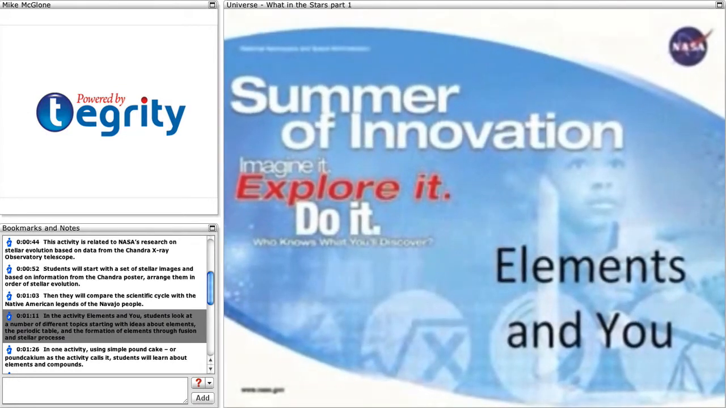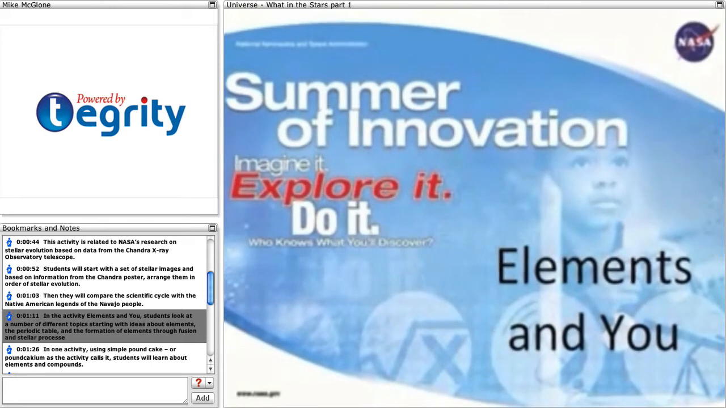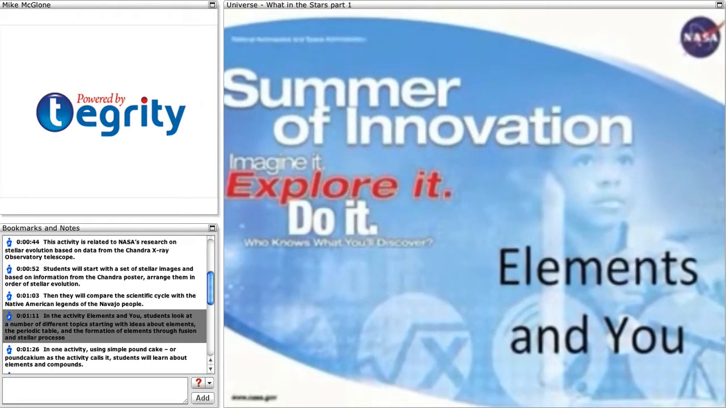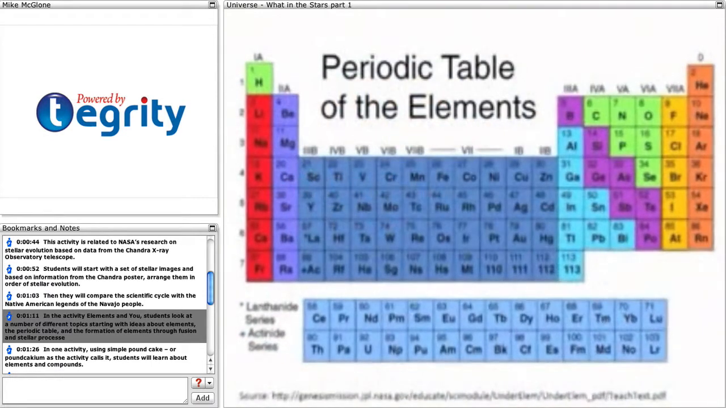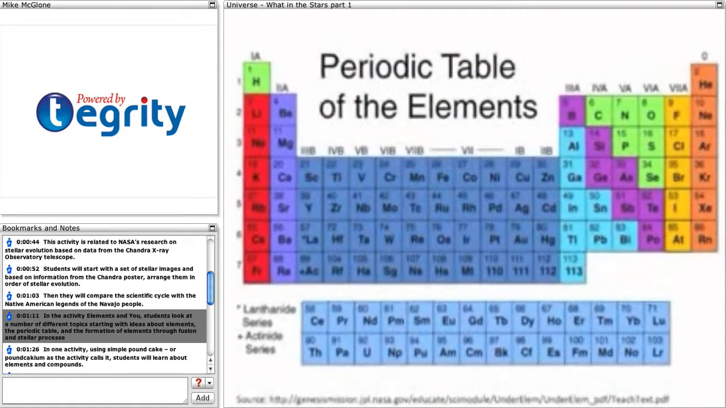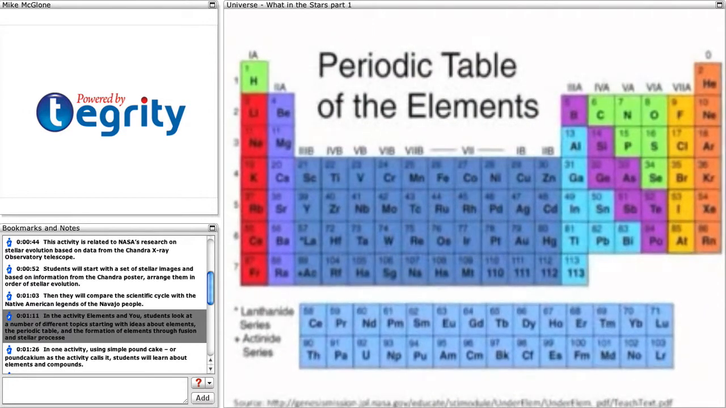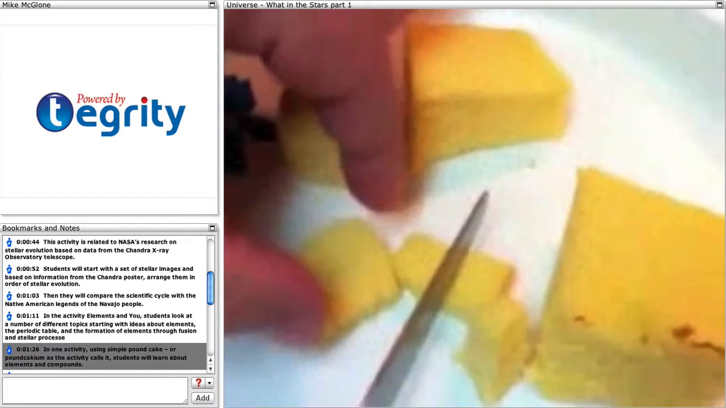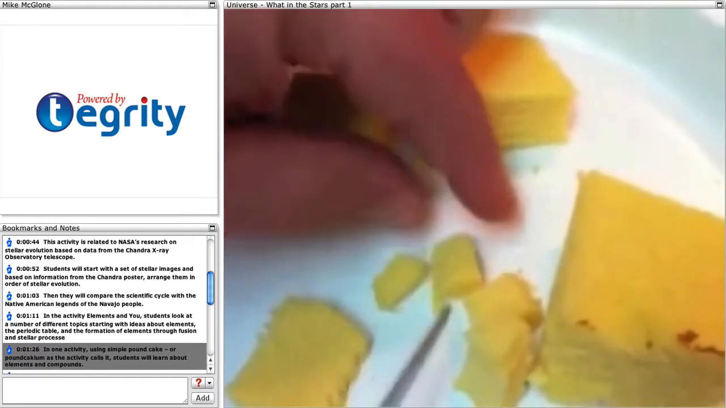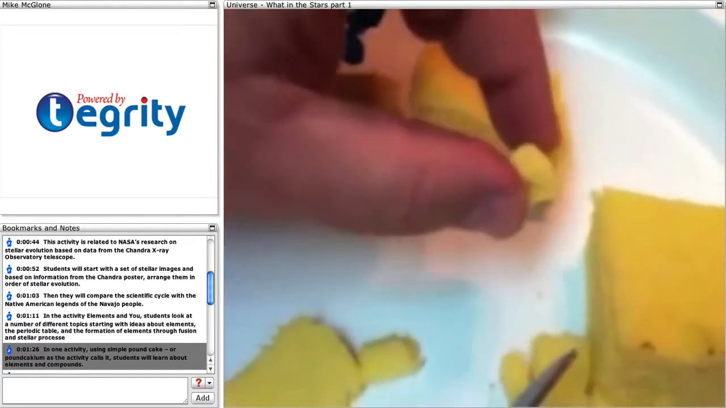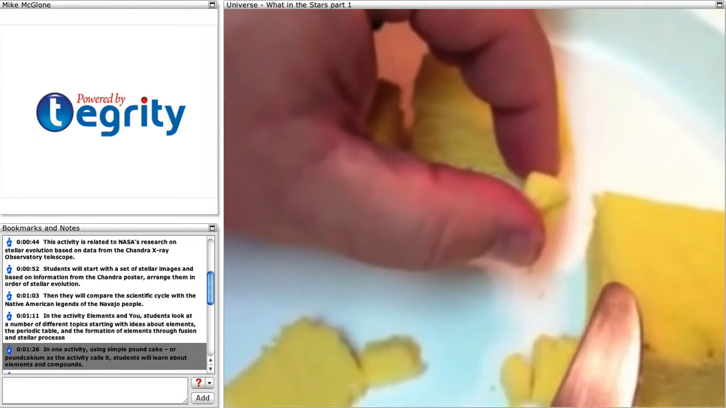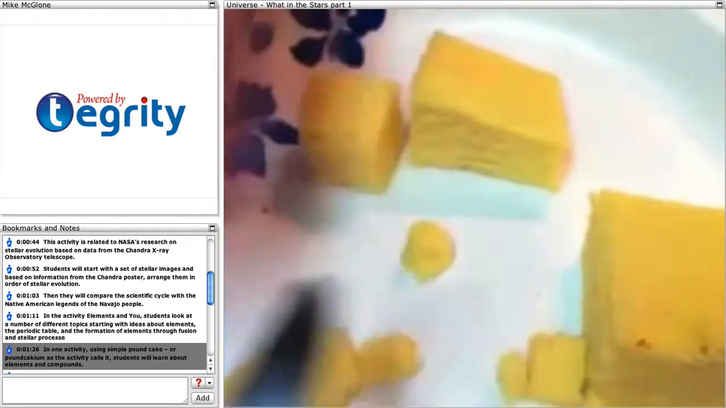In the activity Elements in You, students look at a number of different topics, starting with ideas about elements, the periodic table, and the formation of elements through fusion and stellar processes. In one activity, using simple pound cake, or pound cakium as the activity calls it, students will learn about elements and compounds.